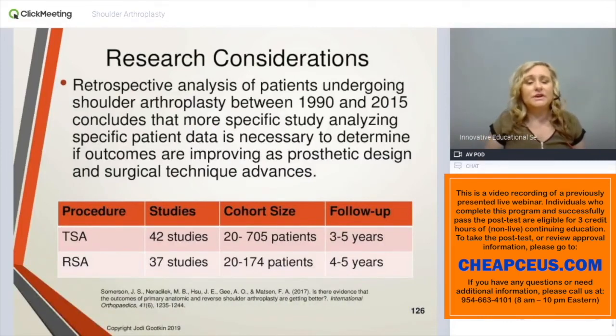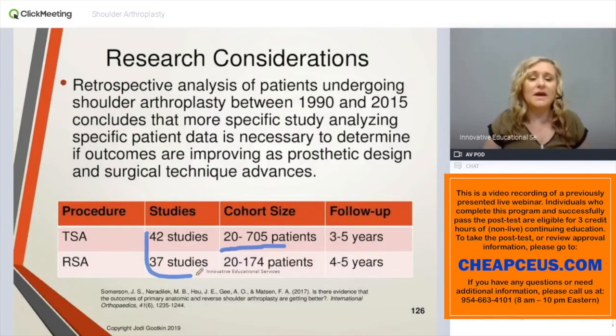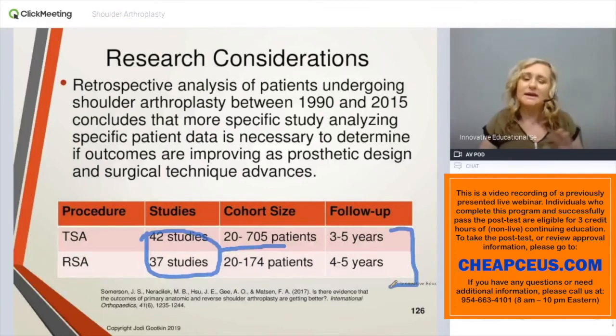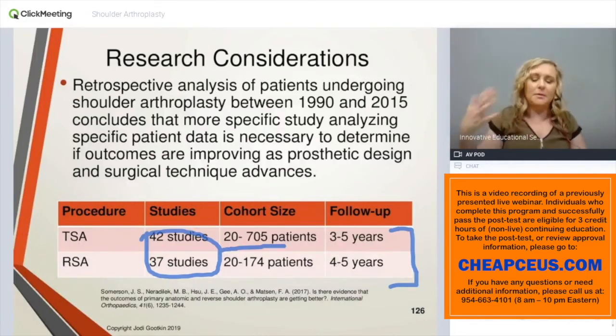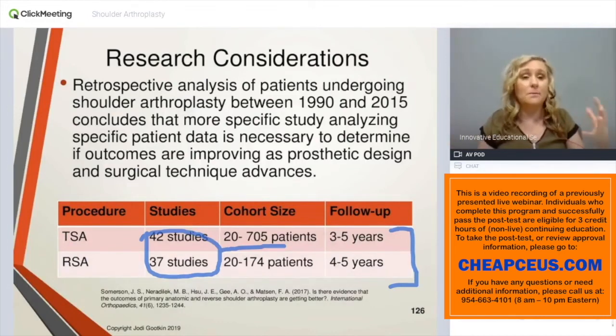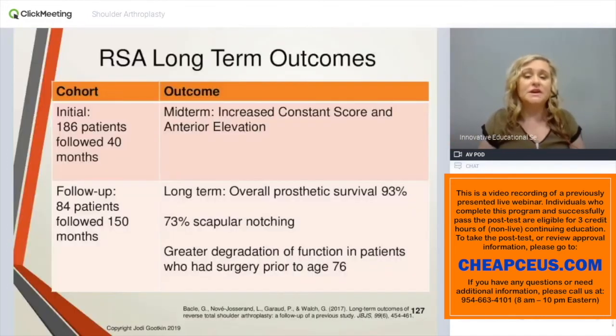So they're saying that when you look at the research, and I found a study that looked at all the different studies out there that we have, that they really have small cohort sizes. There aren't that many studies to pick from. And again, the follow-up is kind of maxing out on the majority of them around the 5-year mark. So they're saying that we do still need more research on this. But on the positive side, they are finding that there are benefits to these procedures.